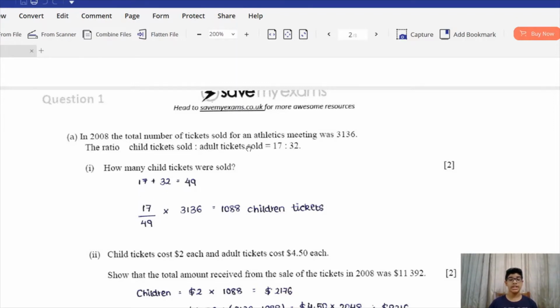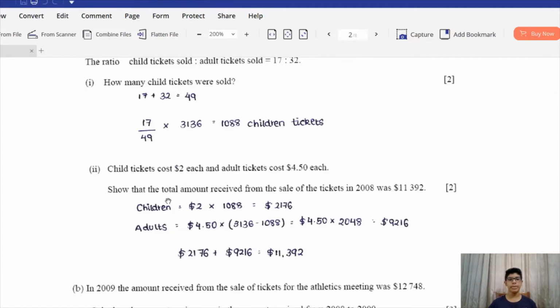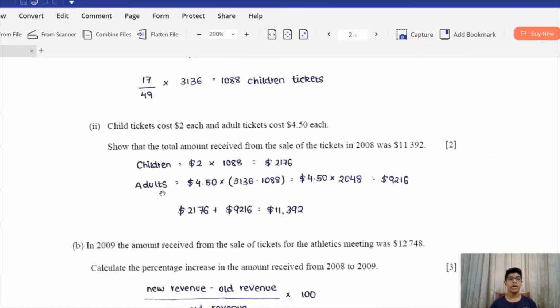So the number of child tickets sold over 49 is 17. So we're going to take 17 over 49 multiplied by 3,136. This results in 1,188, and that's the number of child tickets sold. So let's move to Roman 2.